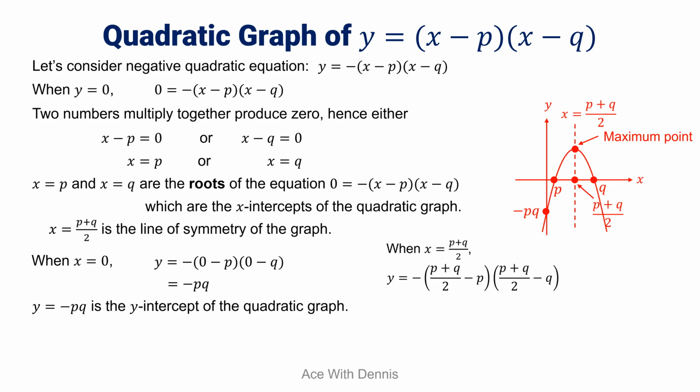So when x equals (p plus q) over 2, then the equation becomes y equals negative ((p plus q) over 2 minus p) times ((p plus q) over 2 minus q). Then it becomes negative (q over 2 minus p over 2) times (p over 2 minus q over 2). Simplify, we get (p over 2 minus q over 2) squared. Hence, the coordinates of the maximum point are ((p plus q) over 2, (p over 2 minus q over 2) squared).